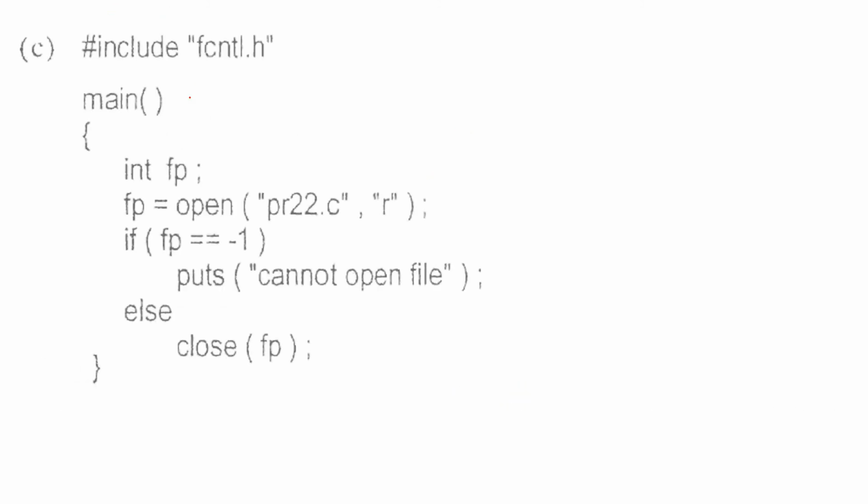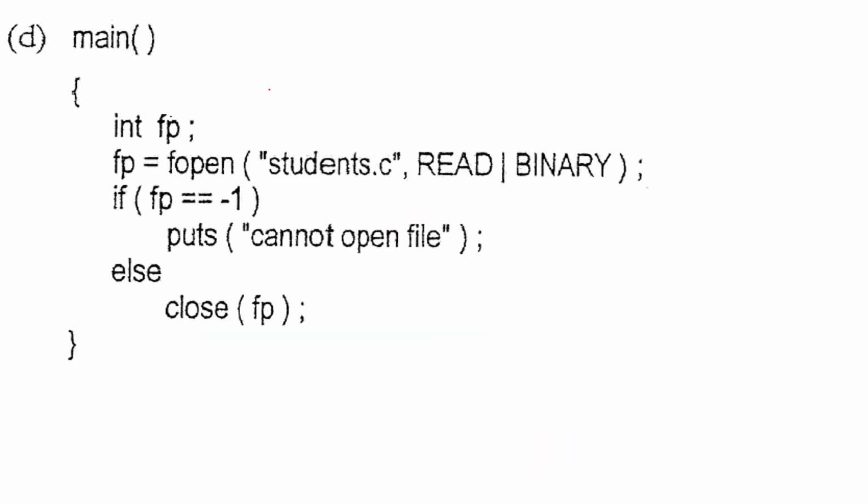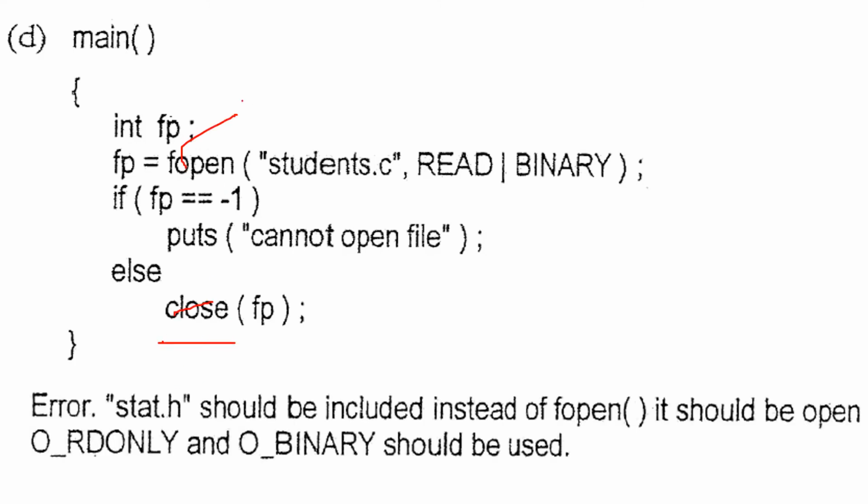fcntl, here open and close are being used. So the only error is, because we are opening it with open, R cannot be used. We have to use O_RDONLY. This should be used in place of R. Again, we have fp, fopen, and then we are closing using close. So fopen and close. First of all, for this kind of situation, sys/stat.h should be included instead of using fopen. This has to be seen. And this read and binary will not work. We have to use O underscore, that is O_RDONLY and O_BINARY.